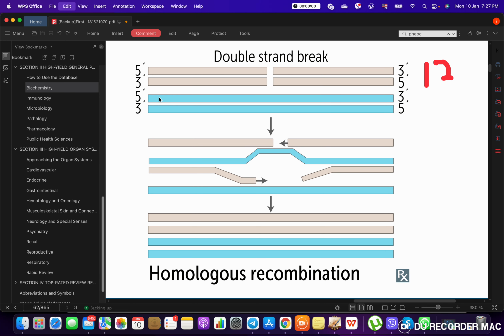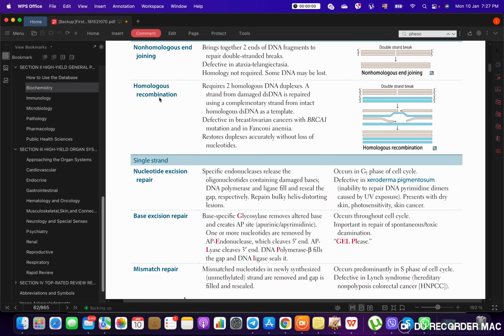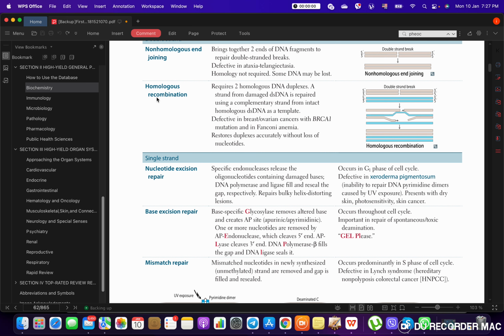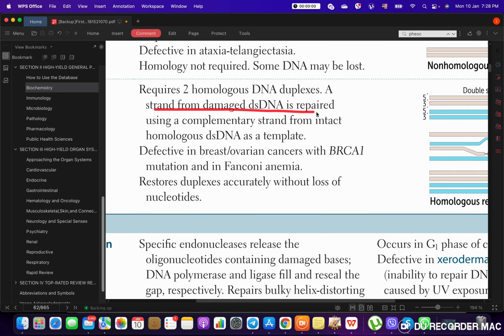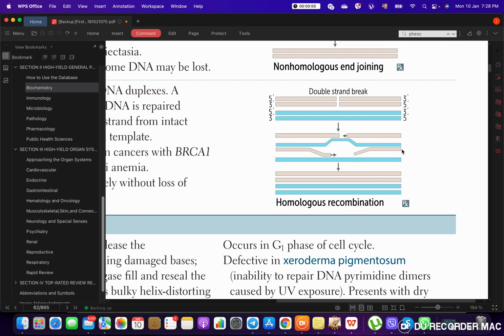Then we are screwed, I guess. Oh yeah. So that's cancer. So homologous recombination requires two homologous DNA duplexes. A strand from the damaged double-stranded DNA is repaired using the complementary strand from an intact double-stranded DNA as a template. So as I said, we take this one, which is the totally normal one, and we use it as a template to correct our mistake.